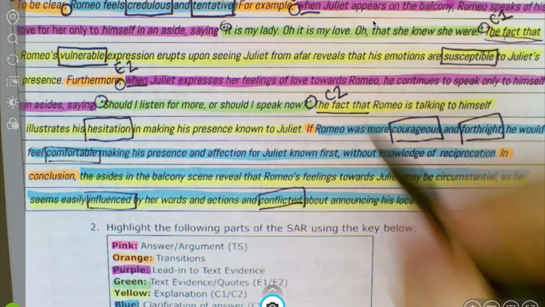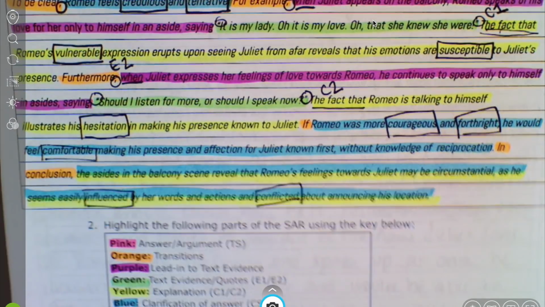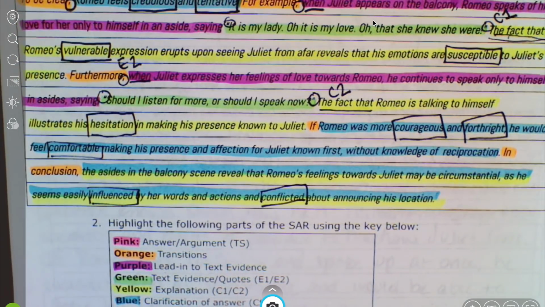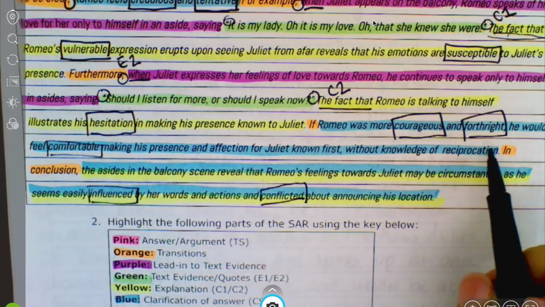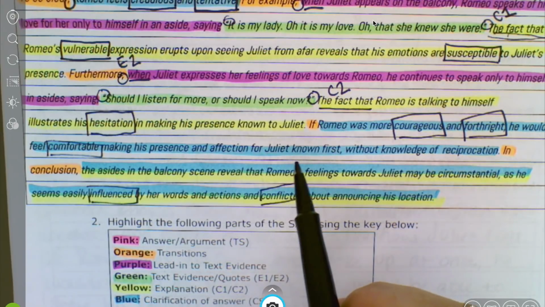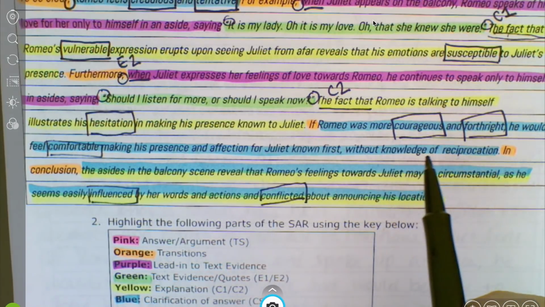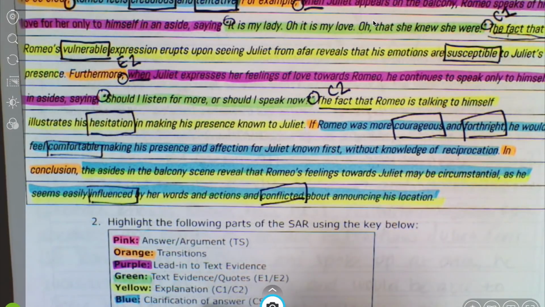Now I highlighted my "if" in orange. If you did not do that, that is okay, but I felt it's a transition into another form of thinking. If yours is in blue, that's okay. You do not need to change it, all right? So I have "if Romeo was more courageous and forthright, he would feel comfortable making his presence and affection known for Juliet first without the knowledge of reciprocation." So this is clarifying my answer, so that would be in blue, all right?